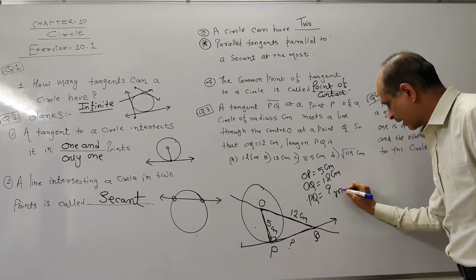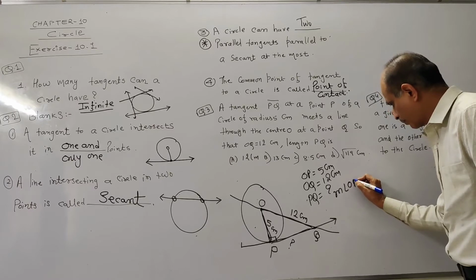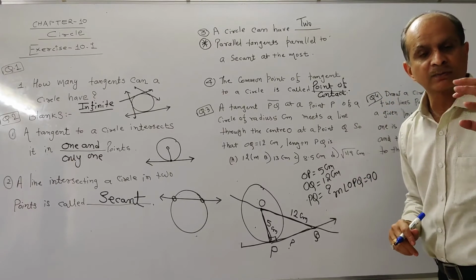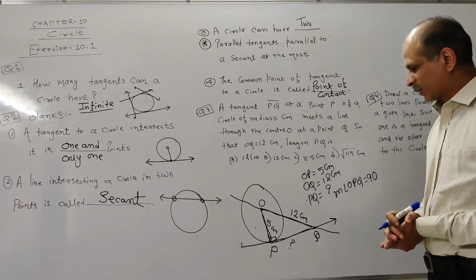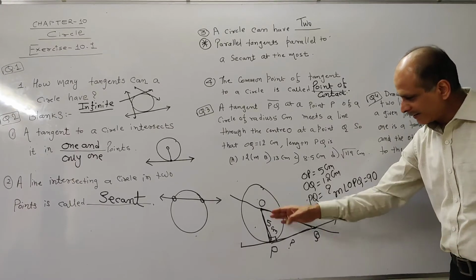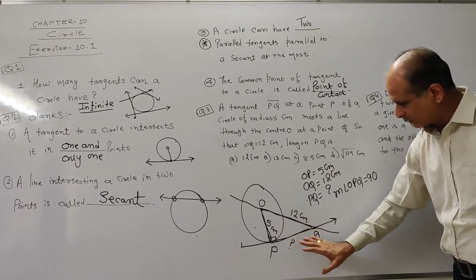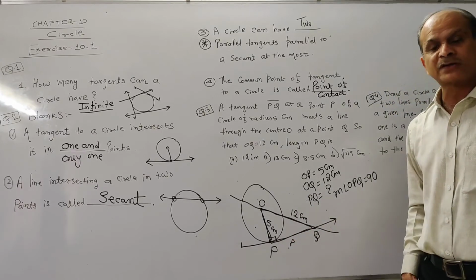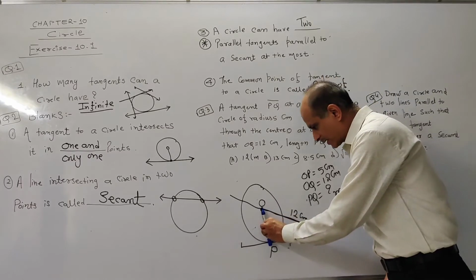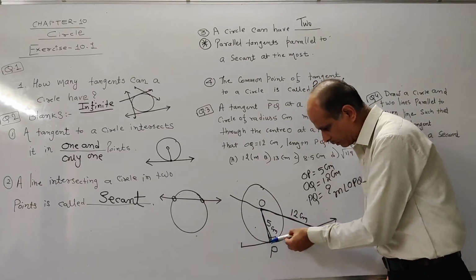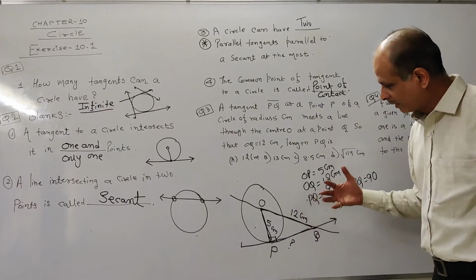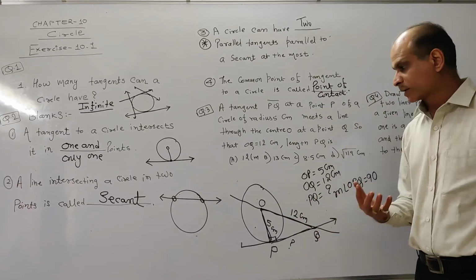Measure angle OPQ is equal to 90 degrees. So we can use Pythagoras principle. In a right angle triangle, if two things are given to you, you can easily find out the third thing. So we have used one concept of circle, that is, the radius is always perpendicular to the tangent. So this becomes a right angle triangle, and then we have used the concept of Pythagoras principle.